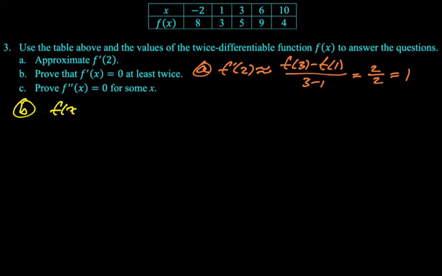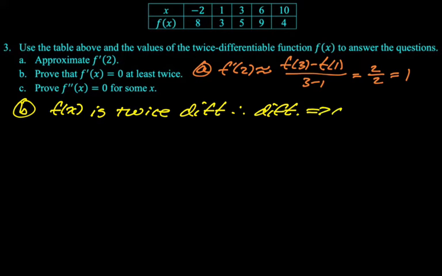So we definitely know, so let's set it up. We're using mean value theorem, right? f(x) is twice differentiable. So I think we should do this. I don't know that we have to, but I always do it anyway, just in case. f(x) is twice differentiable. Therefore, f(x) is differentiable, which implies that f(x) is continuous. So now we know that f(x) is differentiable and continuous. We can use the mean value theorem.